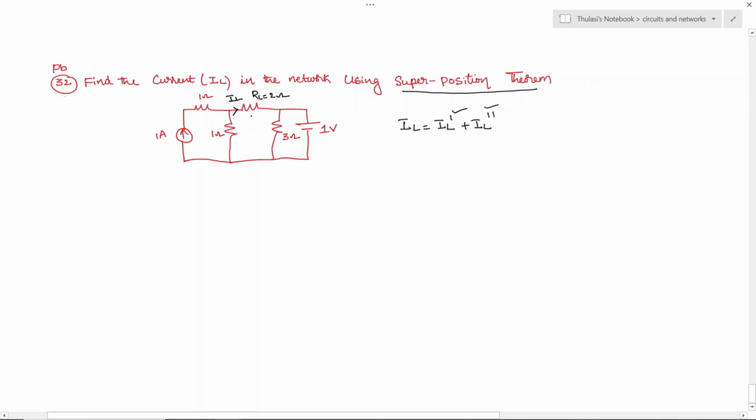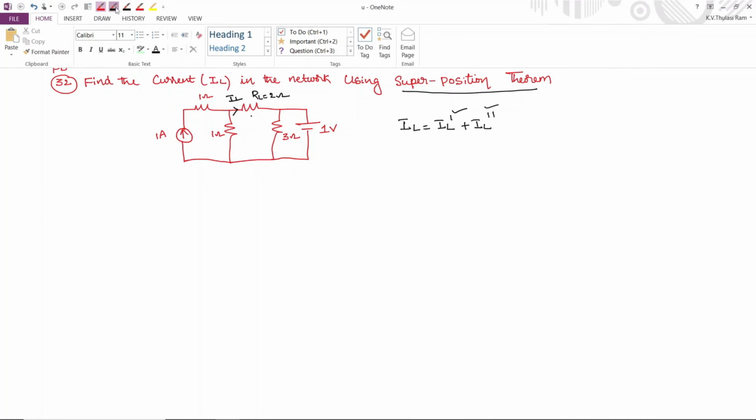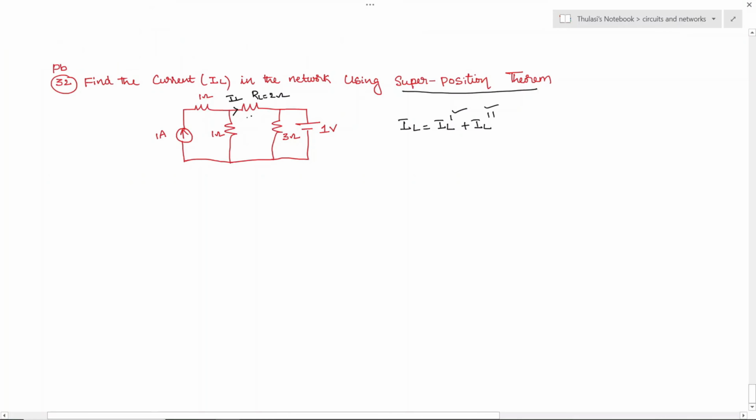So let's try to find out the solution for this problem number 32. It is asking us the current in this branch using the superposition theorem. The formula here is IL is equal to IL dash plus IL double dash. So in order to do it, the first step is I'm going to find out IL dash.